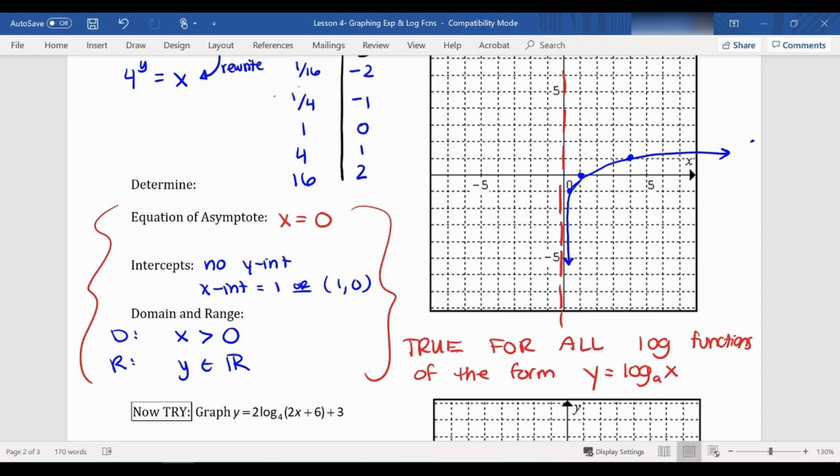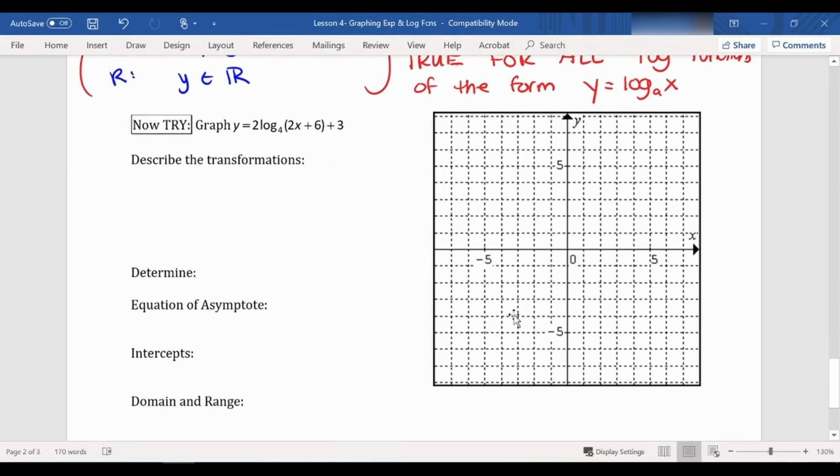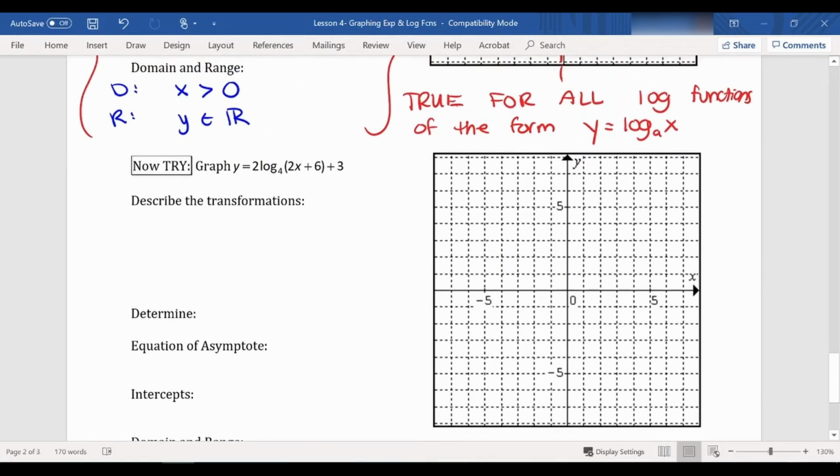Okay, we're going to try one more question here with some transformations. The log graphs with transformations give people the most difficulty. So we're going to identify the transformations here. We've got a 2 in front. Remember, a number in front of a function would be a vertical expansion by 2. We've got a +3 at the end. This is going to give us an up 3.